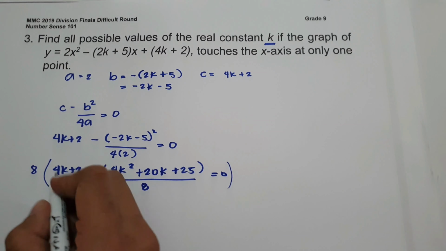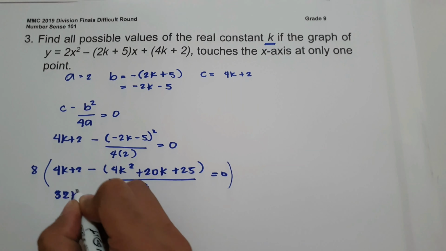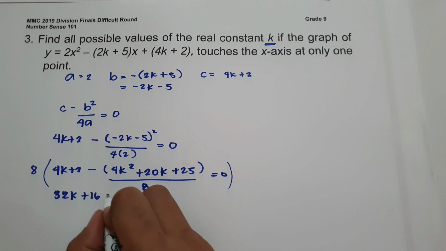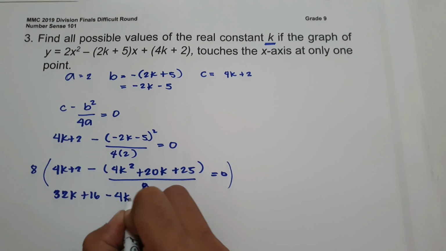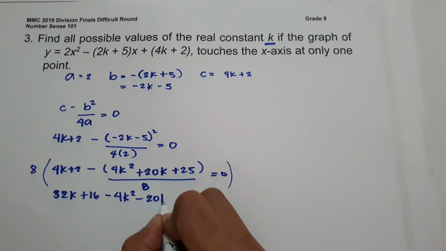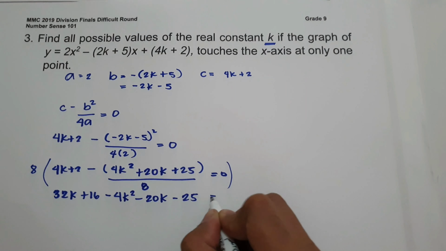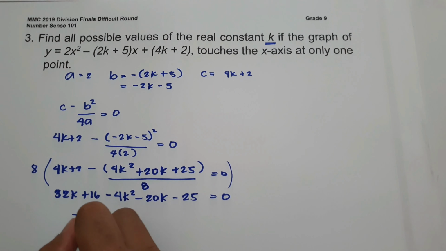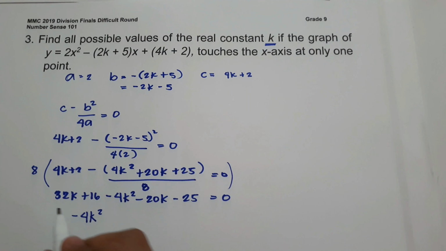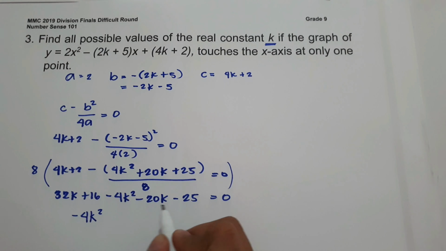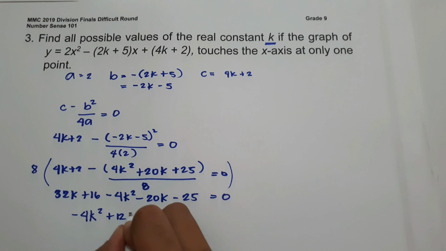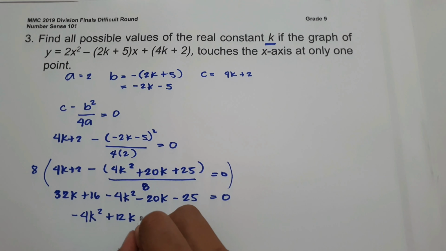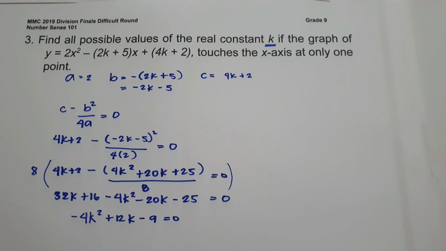So 8 times 4k, that is 32k. And then 8 times 2, that is 16. And then let us distribute the negative sign. So we have negative 4k squared minus 20k minus 25 equals 0. So let us combine like terms. So let us write negative 4k squared and then 32k minus 20k, that is positive 12k, and 16 minus 25, that is negative 9, equals 0.